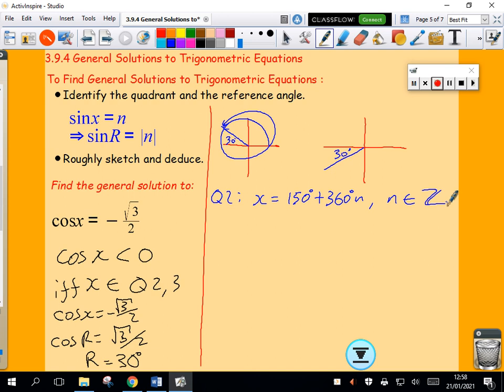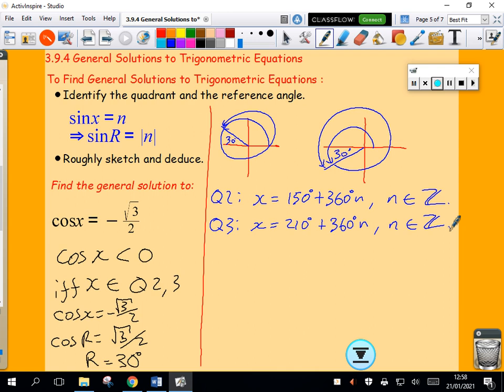Any integer multiple. In quadrant 3, over here, and again, the first time I hit that will be a positive rotation of 180 plus 30. That's x equals 210 degrees. But again, any multiple of 360 is going to take me back to that same side, so 360 degrees times n, where n is an integer. So x belongs to the set containing 150 degrees plus 360 degrees times n, and 210 degrees plus 360 degrees times n.